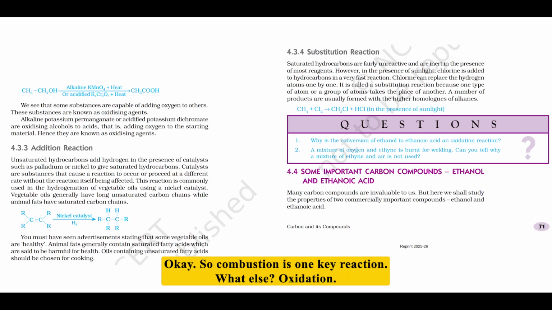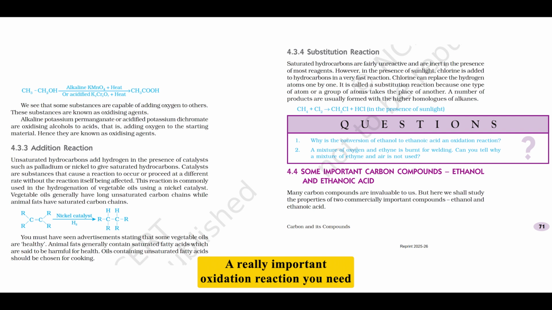Okay, so combustion is one key reaction. What else? Oxidation. Yes, oxidation, more controlled than combustion. A really important oxidation reaction you need to know is converting alcohols into carboxylic acids. Ethanol to ethanoic acid. Exactly. To do this, you need an oxidizing agent, a substance that adds oxygen or removes hydrogen. Key examples you must know are alkaline potassium permanganate, KMnO4, or acidified potassium dichromate, K2Cr2O7. Those strong oxidizing agents turn alcohols into acids.